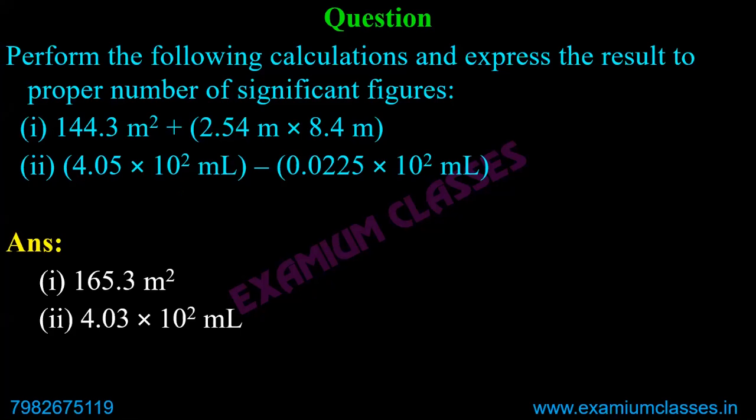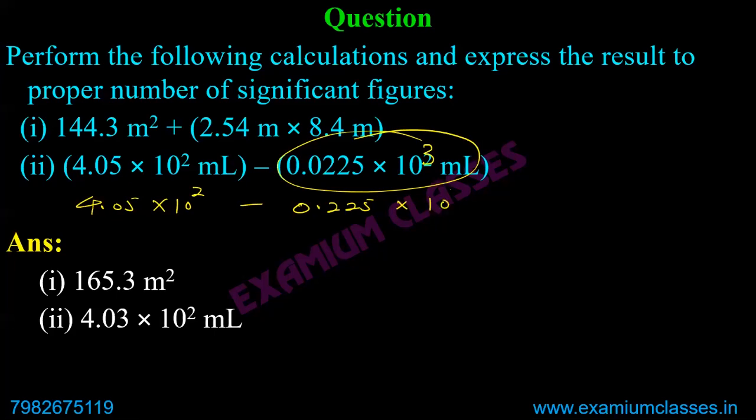Sir, we can multiply and divide by the same number to change the exponent. Suppose it is 3. Then you won't change this one because this is deciding how many decimal places will be there. This part will not be changed, the one which is deciding the number of decimal places in the answer. You will change this part and make it 10 power 2. So you will write it 4.05 into 10 power 2 minus 0.225 into 10 to the power 2. You made both the exponent parts equal, 10 power 2.